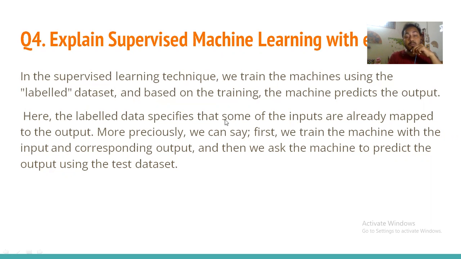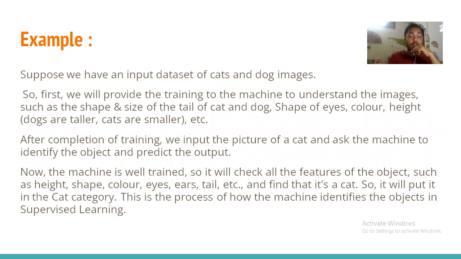Here labeled data specifies that some of the inputs are already mapped to the output. More precisely, we can say first we train the machine with the input and corresponding output, then we ask the machine to predict the output using the test data set. So two data sets are here. One is train, another is test. Train is for training the machine, and test is for testing its accuracy. Example, suppose we have been given an input data set of cat and dog images.